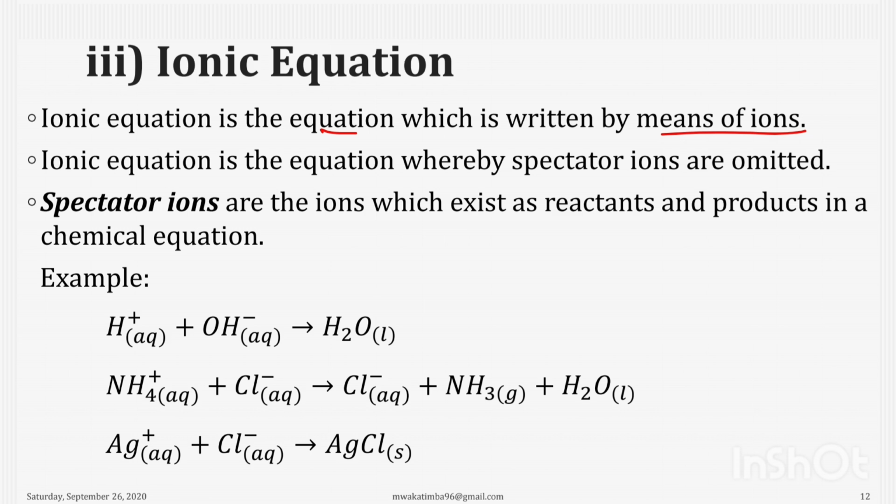So we can say that the ionic equation is the chemical equation whereby the spectator ions are not involved in the chemical reaction. And when we hear the word spectator ions, these are ions that do not participate in the chemical reactions. So we can say that these are the ions which exist as both reactant and product in the chemical equation. When you look at the reacting species and the product species, they always remain as they are. So they are spectator ions.